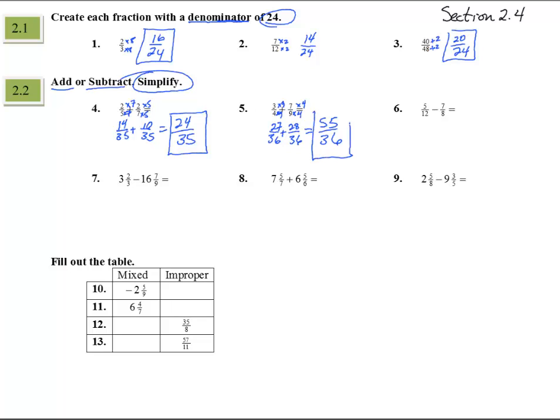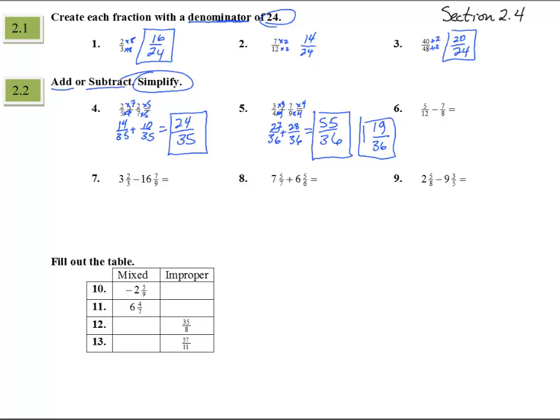So we can leave it like this, or if you'd like to say 36 goes into 55 once, and there are 19/36 left over, that's okay too. You can do that. Number 6, common denominator of 12 and 8.